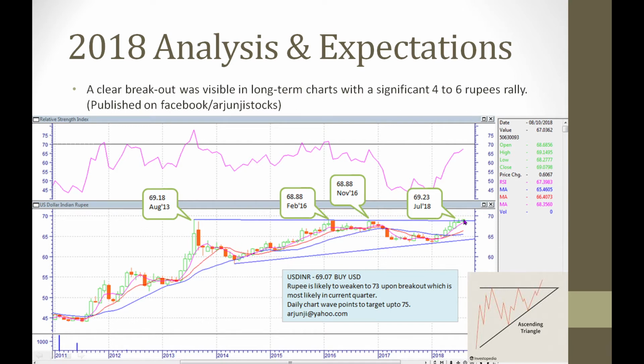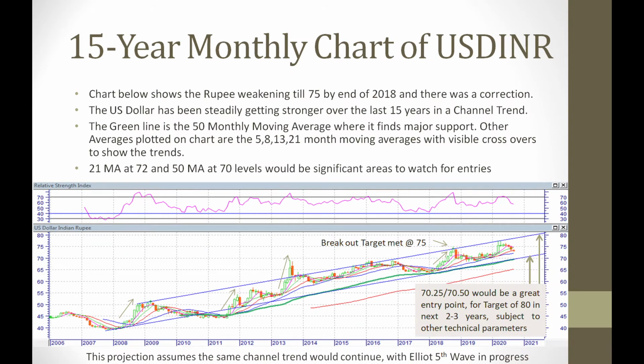So usually we expect a breakout target from here of around 3.5 to 4 rupees, which places it somewhere around 73. And there is a little wave calculation as well. Going by the wave theory, the extended wave runs up to 75. So this was a typical movement that we could see by virtue of this breakout point, and let's see what happened later after this analysis.